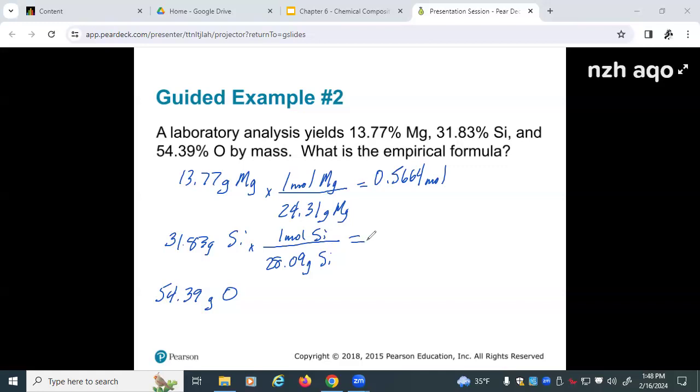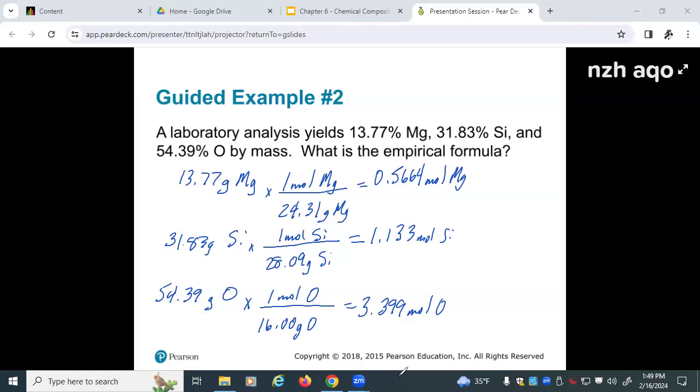So 31.83 divided by 28.09 is 1.133. And then oxygen is 16. So 54.39 divided by 16 would give me 3.399 moles of oxygen. So once again, you can see we don't get whole numbers out of the first step.